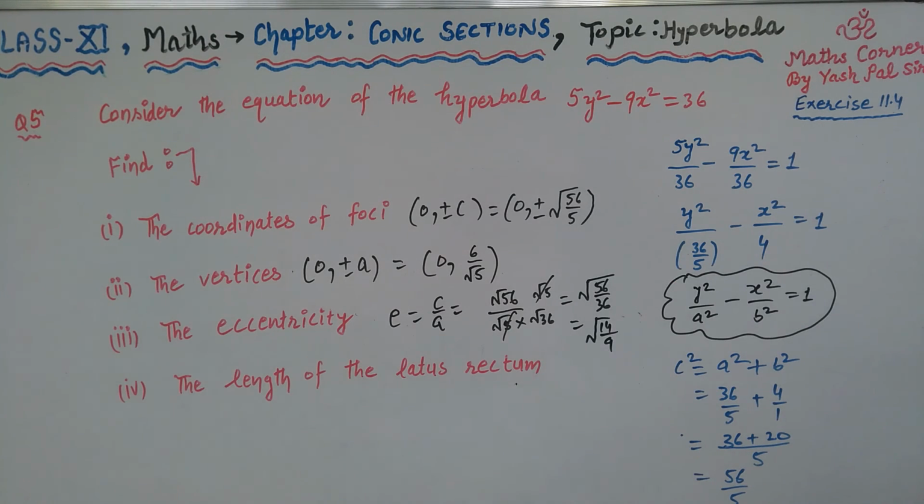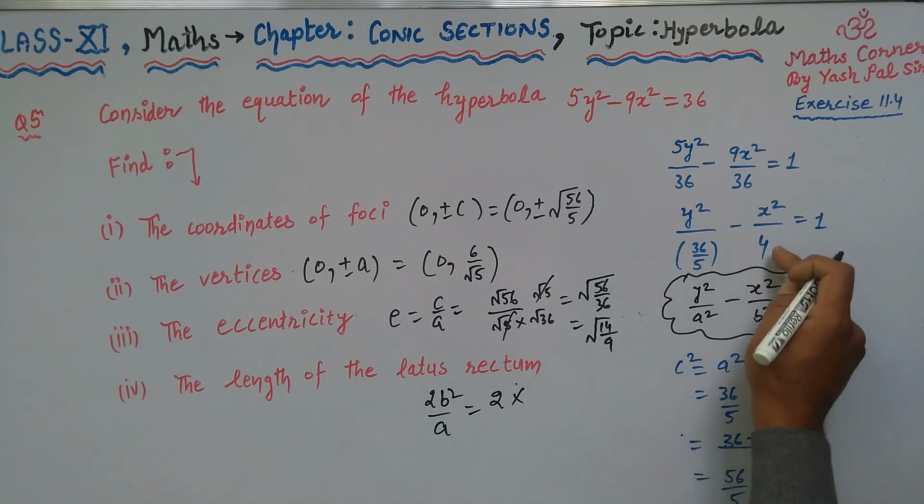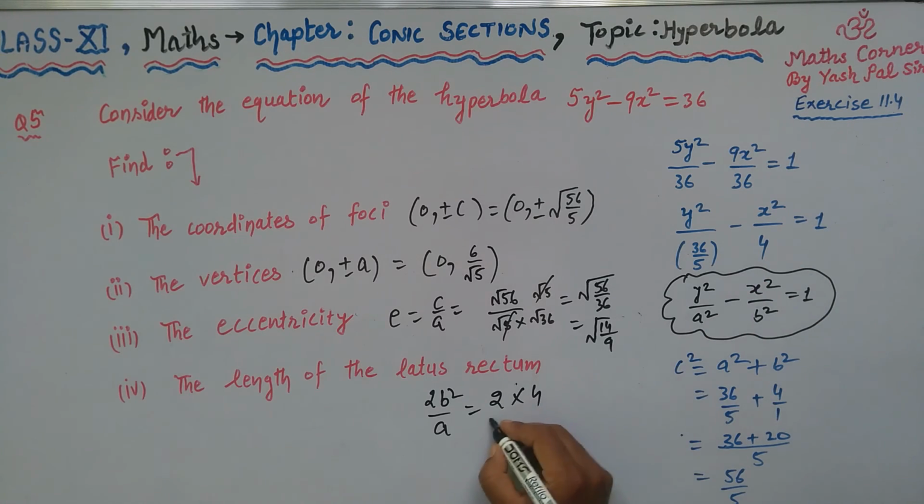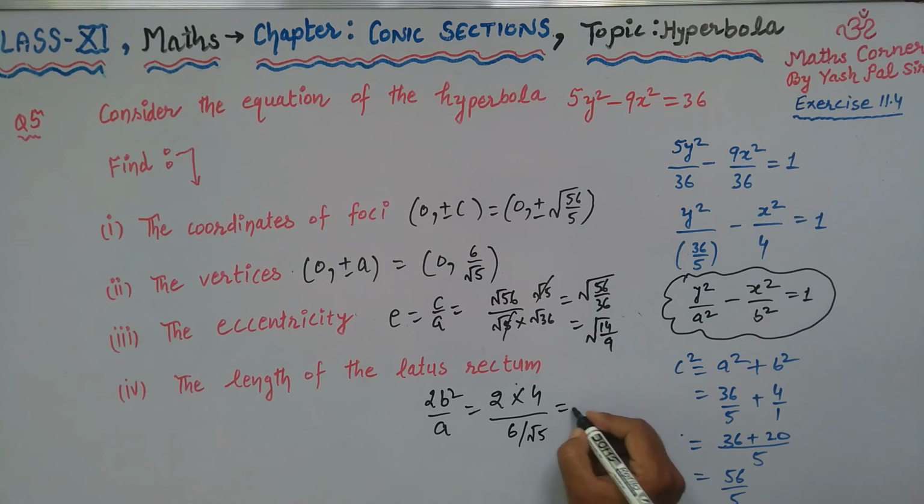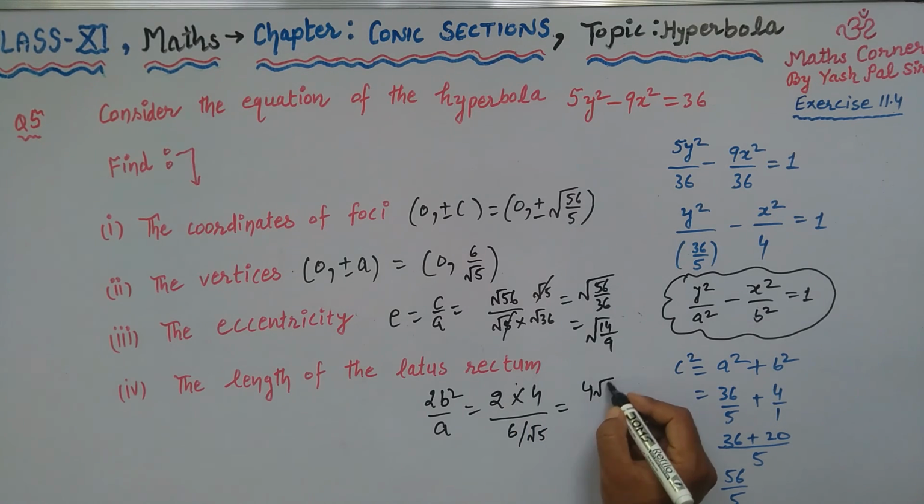Last one is the length of latus rectum. This is 2b square upon a. So this is 2 into b square, which is 4, upon a, which is 6 upon square root of 5. The 2 is cancelled, so we are left with 4 square root of 5 upon 3. Okay, so this is the length of latus rectum. Now what about the next question?